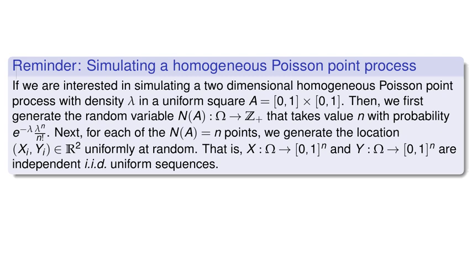Next, for each of these N of A, which equals n, points, we generate its location (x_i, y_i) within the square uniformly at random and independently of all other points. That is, x, a vector of n x-coordinates, and y, a vector of n y-coordinates, are independent IID uniform sequences, each component drawn from the closed interval from 0 to 1.